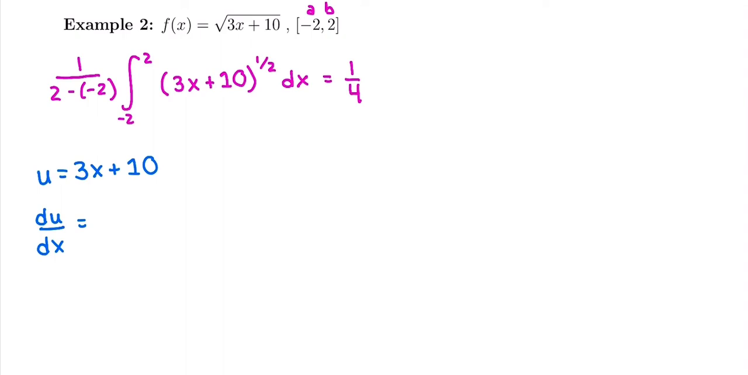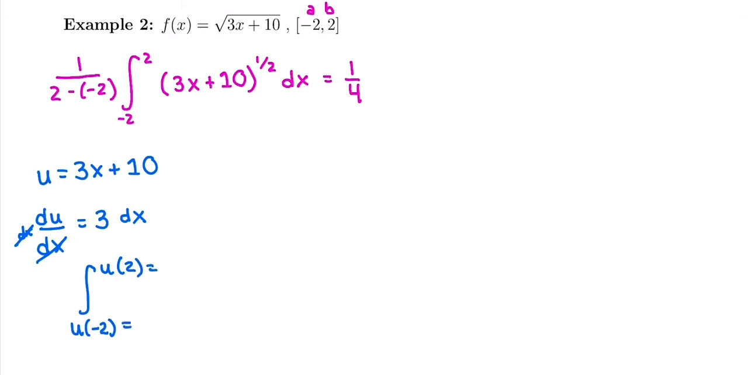So we want to take the derivative of 3x plus 10. The derivative of 3x is 3. The derivative of 10 is 0. And then we're going to multiply by dx to get du by itself. So now we have our u and our du. We have bounds at our x values, so we need to change those into u values. We want to figure out what is u when x is -2 and what is u when x is +2.